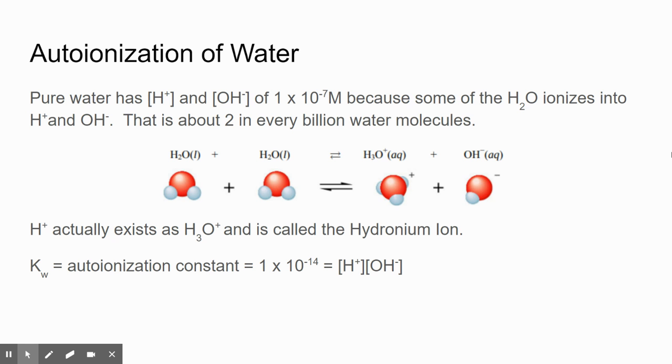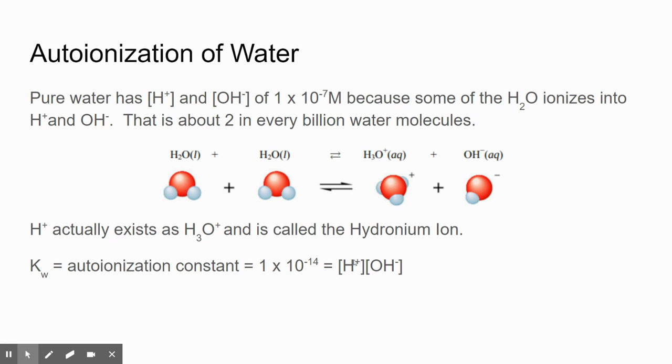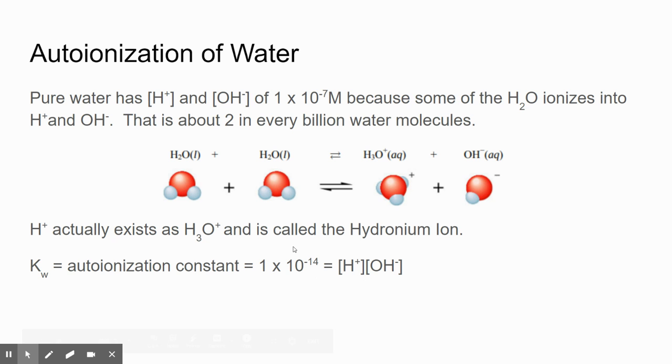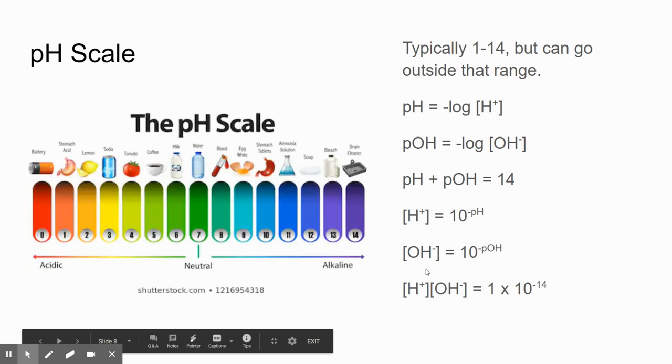Now, one thing great for us is that this multiplication here, the H plus times OH minus, is always constant. It doesn't matter if we have an acid where we have lots more H plus. These two are not always the same, but when we multiply them together, we should always get 1 times 10 to the negative 14th. It just so happens to be that way. It works out really nicely. We can do a lot of things with that.